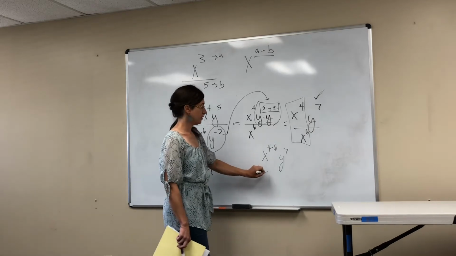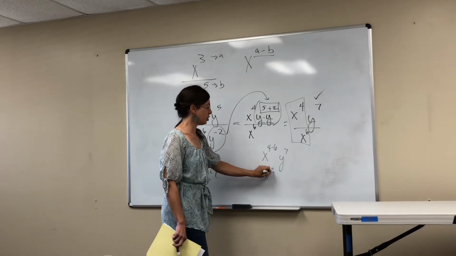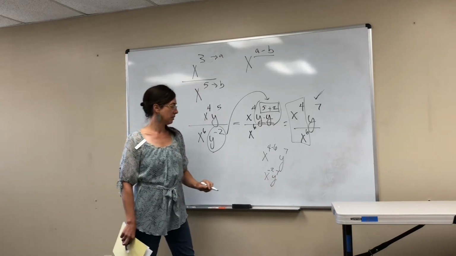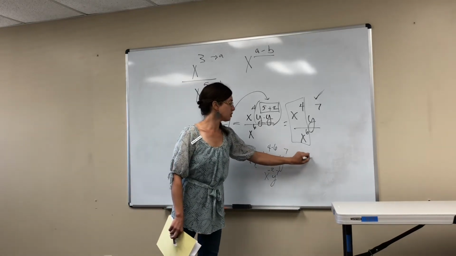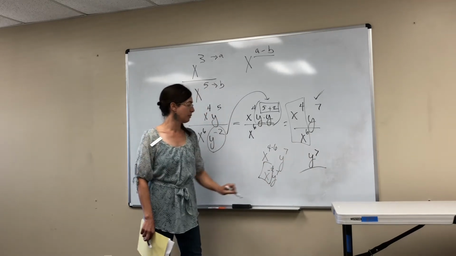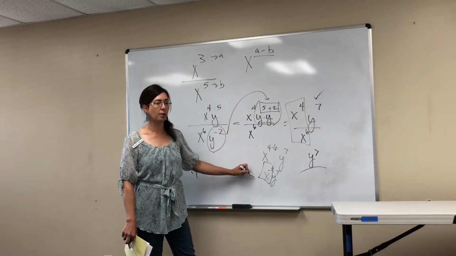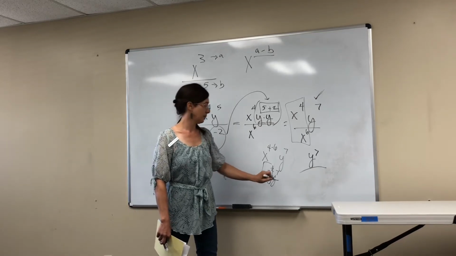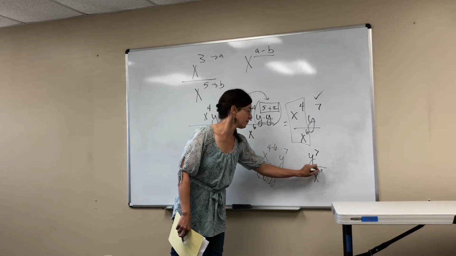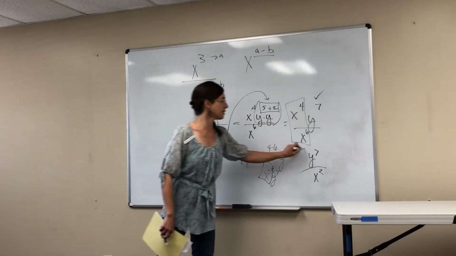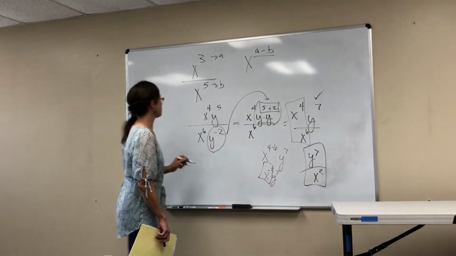Right? So now I have x to the negative 2 times y to the 7th. Y to the 7th is just fine. X to the negative 2 is a problem. It's currently attached on top. How do we get rid of it? Move it to the bottom, x squared. So our simplified answer is y to the 7th over x squared.